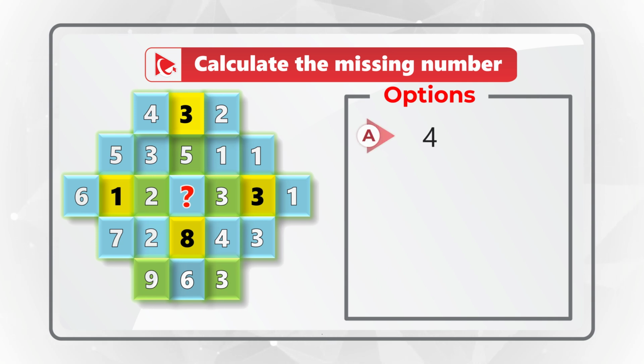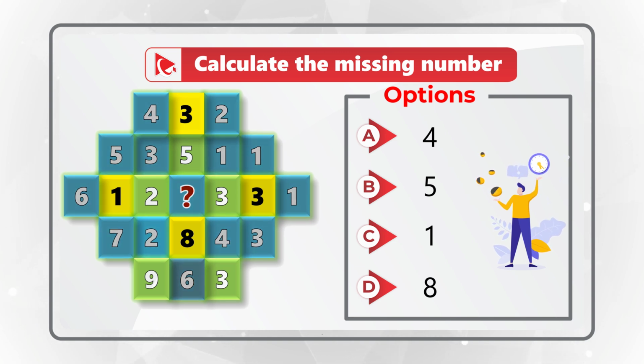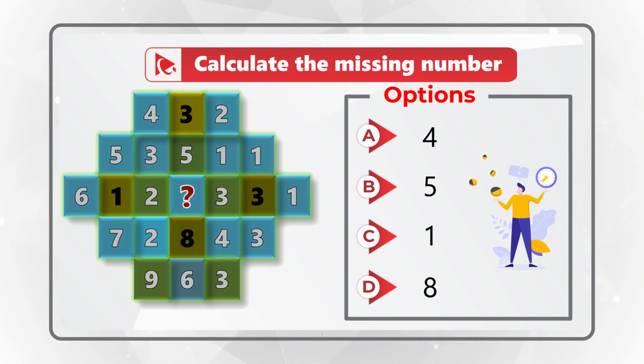Choice A, 4. Choice B, 5. Choice C, 1. And choice D, 8. Take a close look to see if you can calculate the final solution. What's interesting here is that the shape is constructed of rectangles of different colors. And some numbers also have different colors.